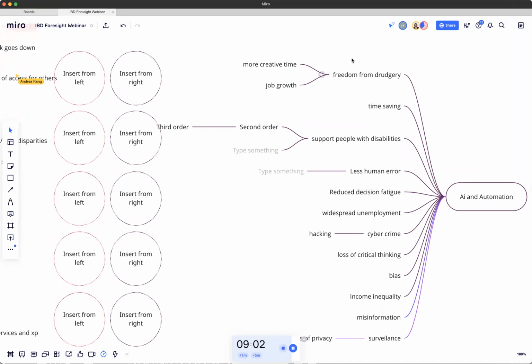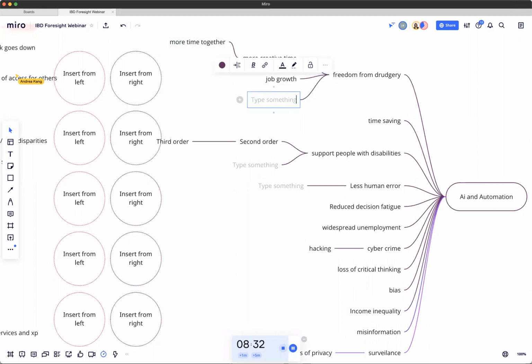And what else? If we follow this freedom from drudgery thing, we have more creative time and/or job growth. What are some third order effects that happen? More time together. Okay. Yeah, that's great. Better work-life balance, maybe less burnout. I think that's a huge thing. More time for social and community. Yeah, I think that fits into more time together.